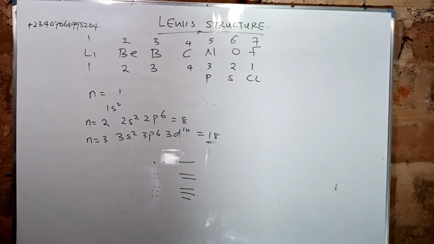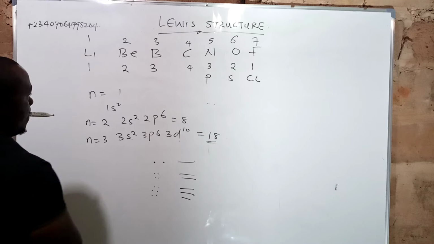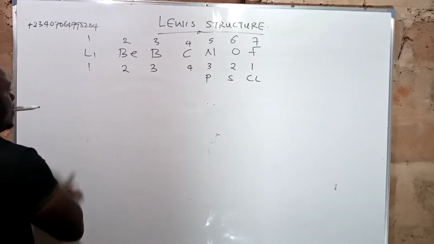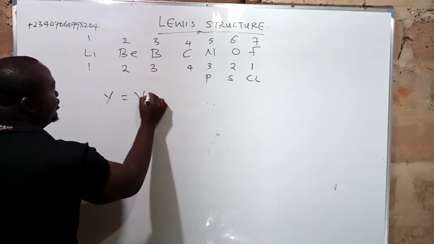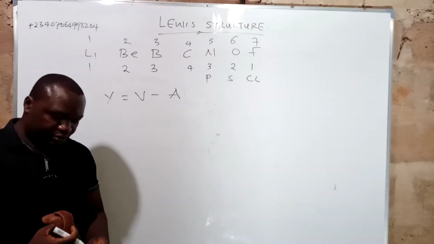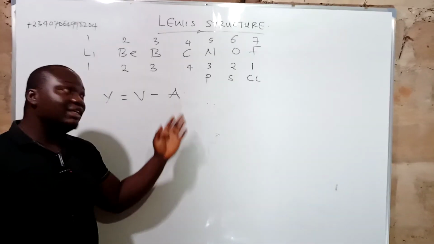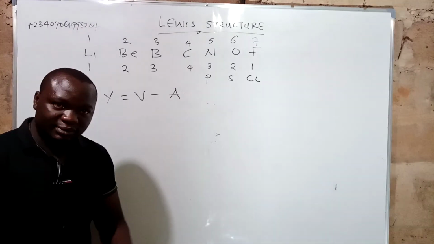Let's continue. The next thing you need to know under Lewis structure is the formula we are going to be using. The beautiful formula we are going to be using is that X is equal to V minus A. Now, pay attention very well. This V and this A, they are all valence electrons.